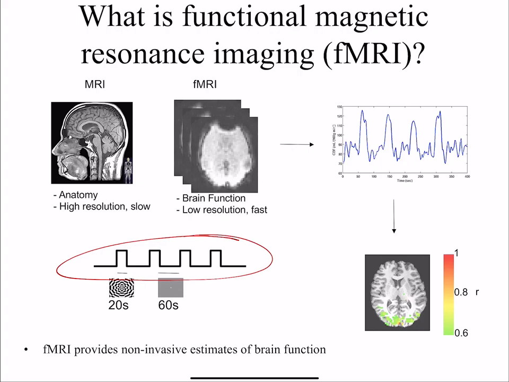This is showing that in the back of the brain there was a correlation of about 0.6 or 0.7 with that time course. And so in a lot of fMRI, you would say, well, that's the part of the brain that was active. Now behind that there's a lot of statistics, and fMRI is very heavy on statistics and lots of processing. So this is just a very basic idea to get the point across.